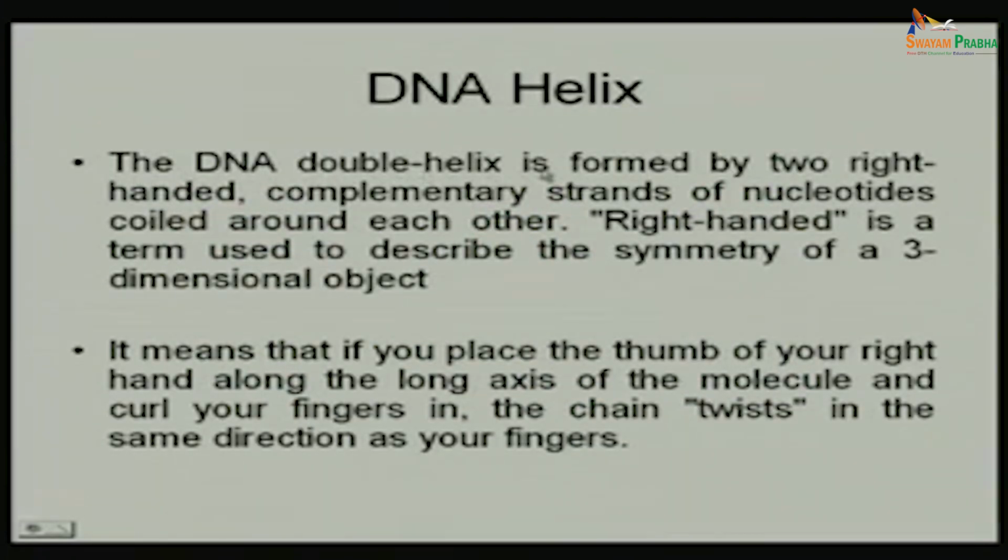The DNA double helix is formed by two right-handed complementary strands of nucleotides coiling around each other. Right-handed is the term used to describe the symmetry of a three-dimensional object. It means that if you place the thumb of your right hand along the long axis of the molecule and curl your fingers, the chain twists in the same direction as your fingers.